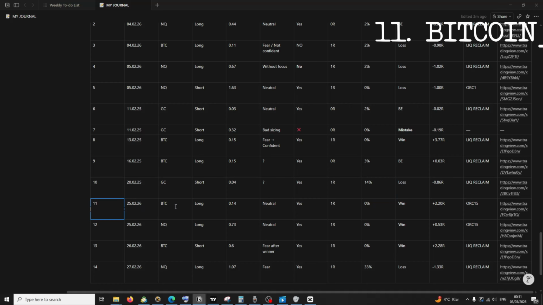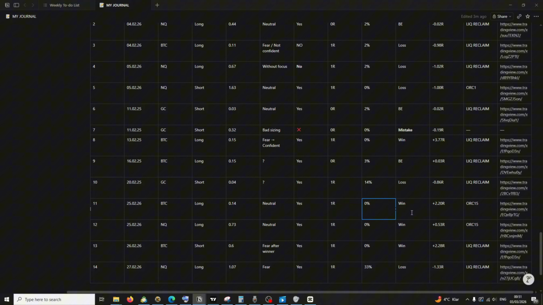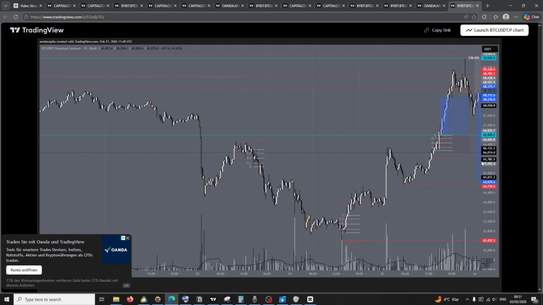Trade number 11, BTC. Same sizing, long again. This is a neutral sentiment. Plan was followed. Expected loss would be 1R, 0% deviation. Of course, the result of this was a winner, and it ended up 2.2R. And here comes the new system. This comes at the end of the month.